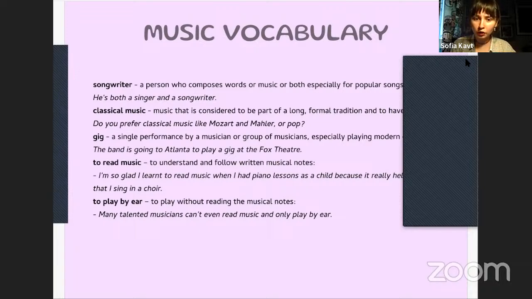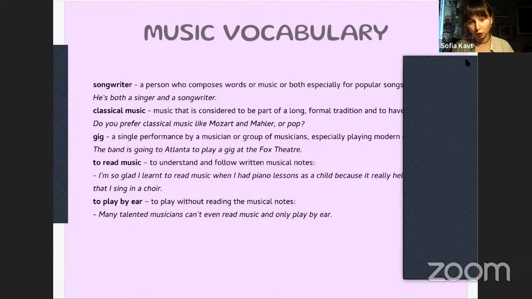Next, we have to read music, which means to understand and follow written musical notes. So it means to be able to understand notes in written form, to be able to understand sheet music and to be able to follow these notes while playing a musical instrument. And the last one is to play by ear. This one means to improvise while playing a musical instrument. So to play without having to look at the notes.